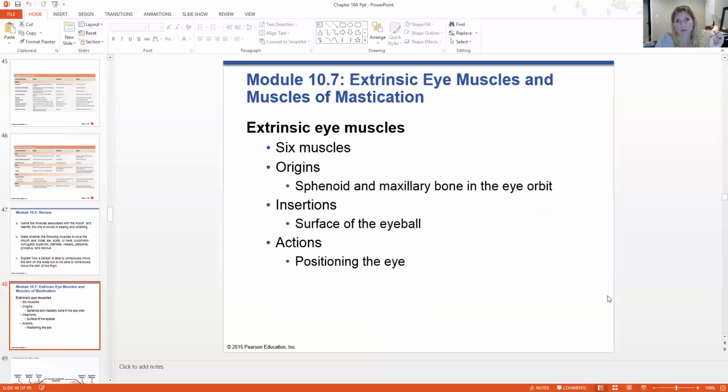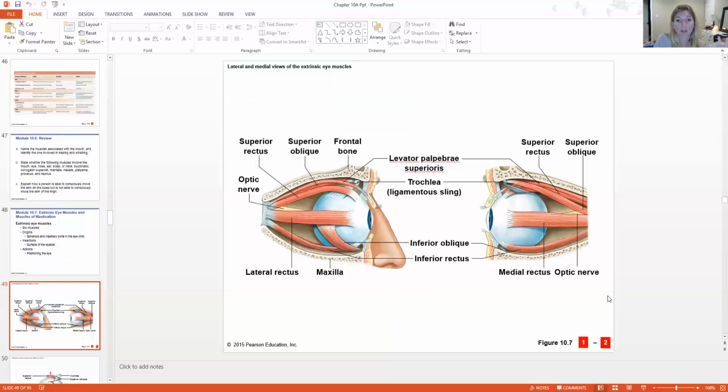Our extrinsic eye muscles are the ones that move our eye, obviously. There's 6 of them. They originate typically on the sphenoid bone and maxillary bone within the eye orbit. They insert right onto the eyeball, which is how our eyeballs can move around. And their overall action is to move and adjust our eye position. So here you see them. And again, these are named after where they are and what they do.